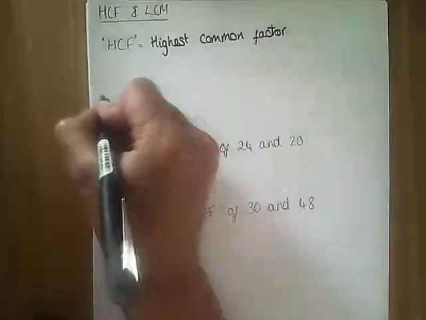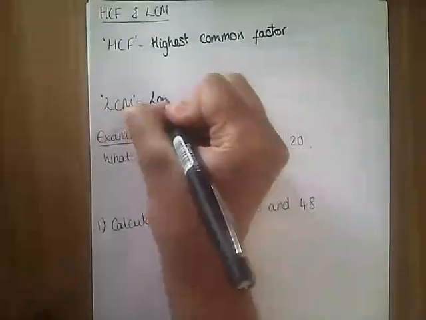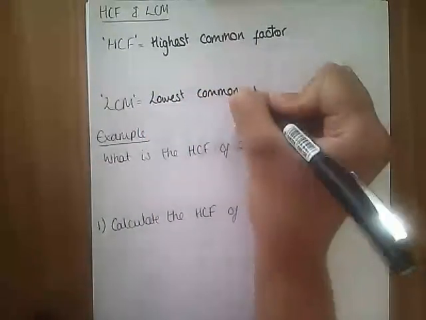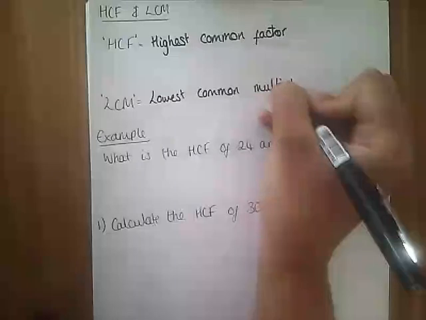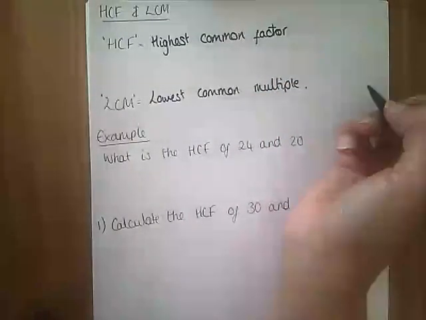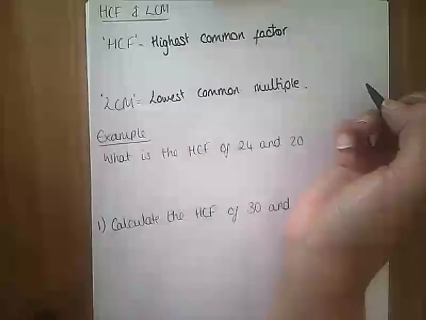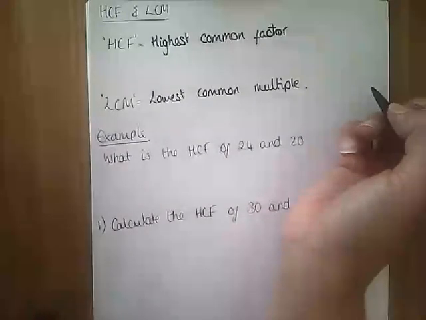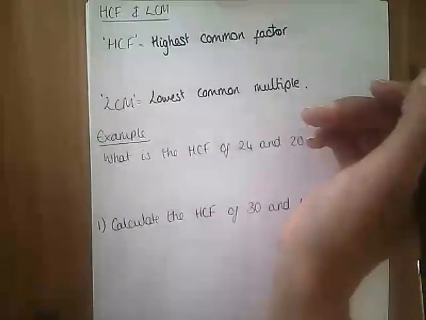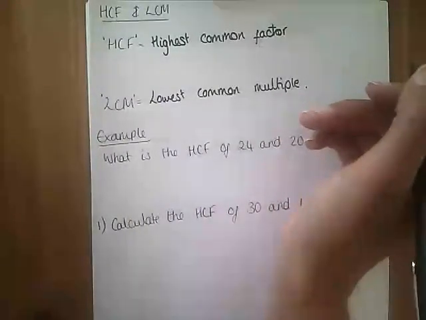LCM stands for the lowest common multiple. A multiple is a number that is in that number's times table. For example, 24 is a multiple of 6 because it is in the 6 times table. So when we are talking about the lowest common multiple, we are looking for the lowest number that all of the numbers given go into, the lowest number that is in all of their times tables.